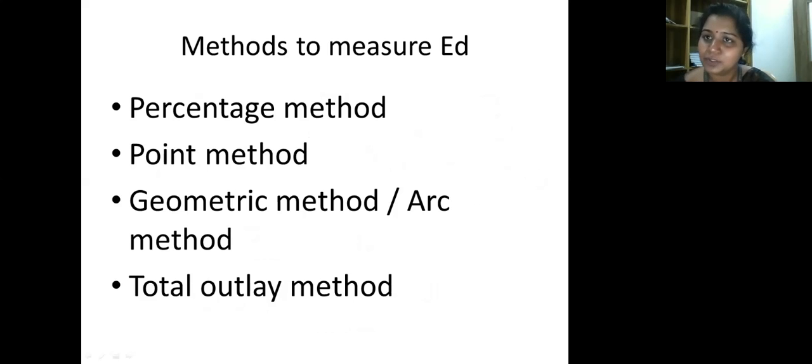The next concept we will go through is the methods to measure this elasticity of demand. There are four methods. The percentage method: if you want to study the percentage change in quantity demanded and price, then you have to use the percentage method. So the formula we usually use for elasticity of demand is the formula used for the percentage method. That is the first one.